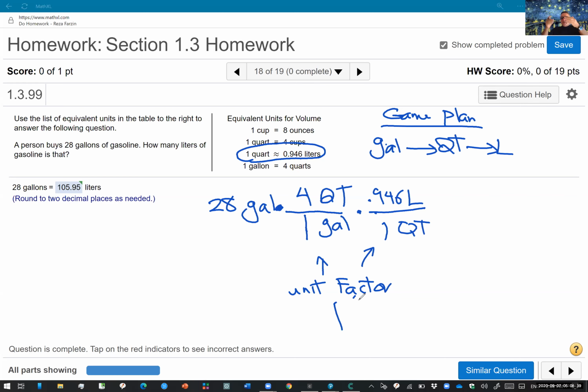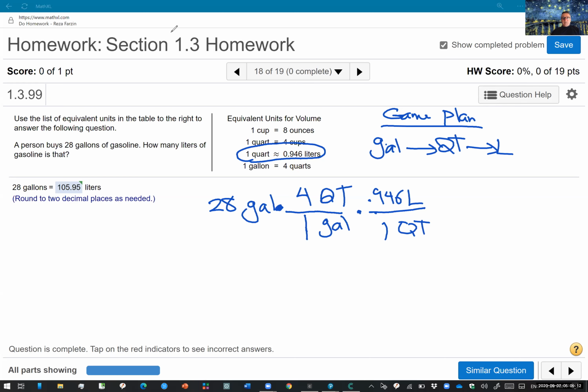The nice thing is you can have as many unit factors as you want, because what are you doing? You're taking 28 gallons, you're multiplying it by 1, you're multiplying it by 1 again, right? But the 1 is in a very useful form, right? So it helps us get to a different unit. All right, so now watch what's left. So let me go ahead and get rid of this.